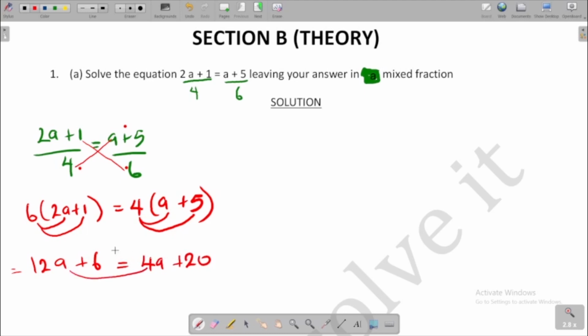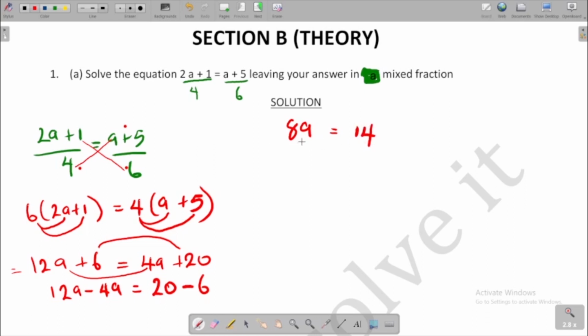You have 12a here and 4a here, and then this and this. So you have 12a, and when you bring the 4a to the other side, you have minus 4a. You have 20 over here, and when you bring the 6 to the other side, you have minus 6. So 12a minus 4a gives 8a, equal to 20 minus 6, which gives 14.